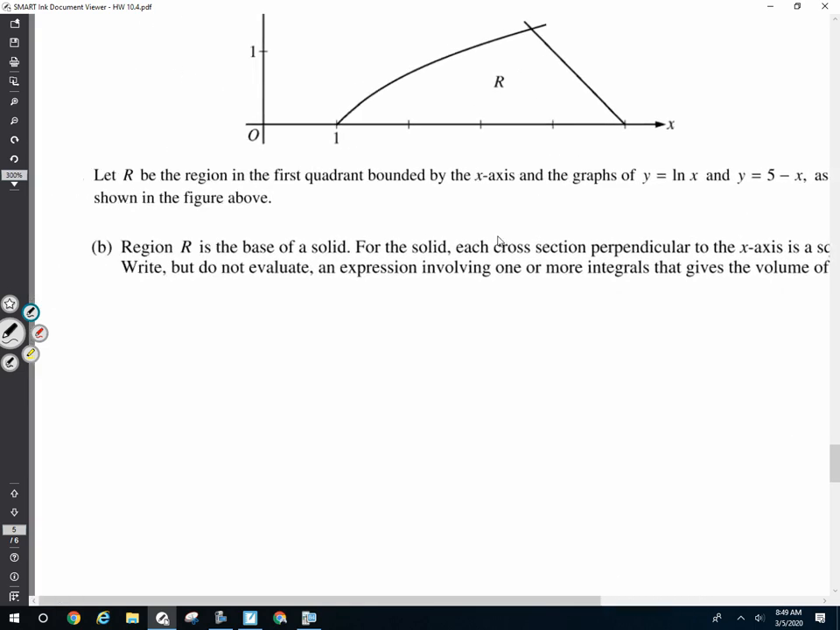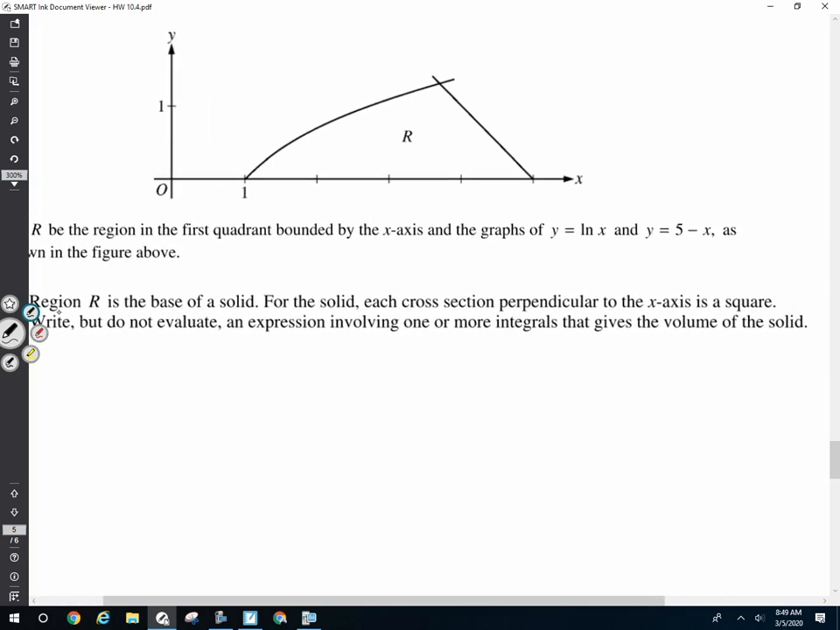Okay, another perpendicular to the x-axis, but it's a square. Write an expression involving one or more integrals. Well, notice, if it's perpendicular to the x-axis, we're talking about using these vertical rectangles as base lengths. We see that the top and the bottom change. I do need 2 different integrals. My first integral is going to be from 1 to whatever this intersection is. I'm going to find it. It'll be a. As long as I list off what a is, then this is fine.